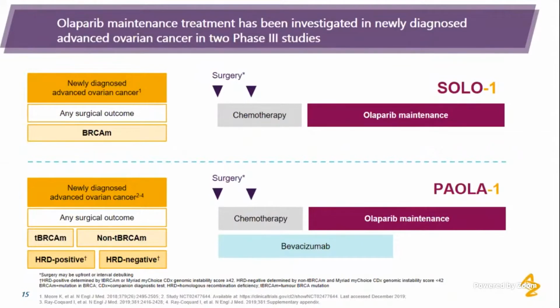Yes. So we have these two pivotal trials. One is in cancer patients with any surgical outcome, and BRCA mutated patients were taken. They were given surgery followed by chemo, and olaparib maintenance was given in SOLO-1. And in PAOLA-1, similarly, newly diagnosed patients, any surgical outcome. In this, we have BRCA mutated patients, non-BRCA mutated, HRD positive and HRD negative patients, and they were given olaparib along with chemotherapy, and in the maintenance, olaparib plus bevacizumab. So dual maintenance was given in this study.